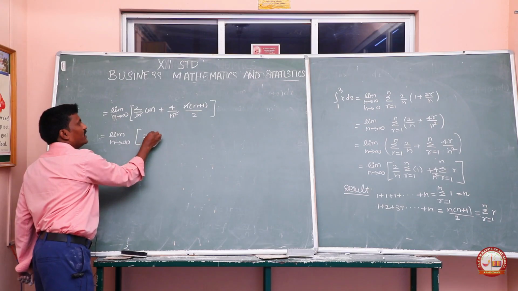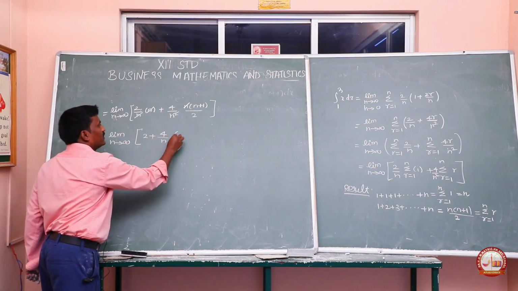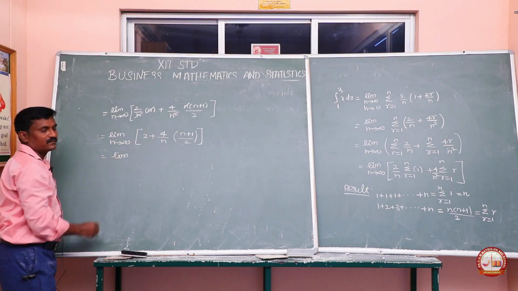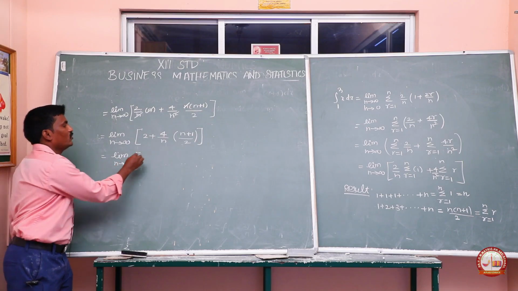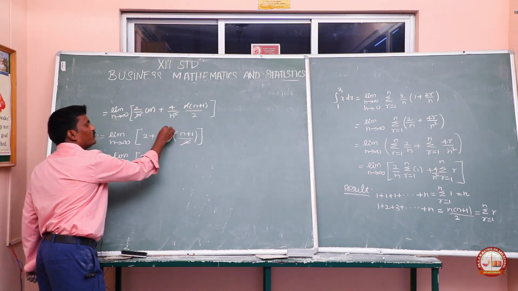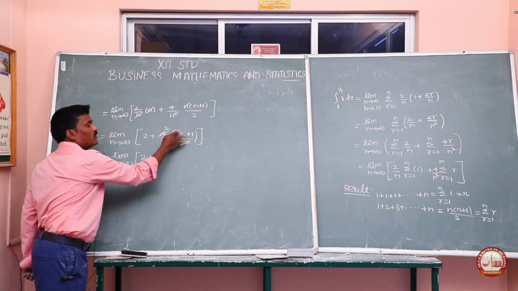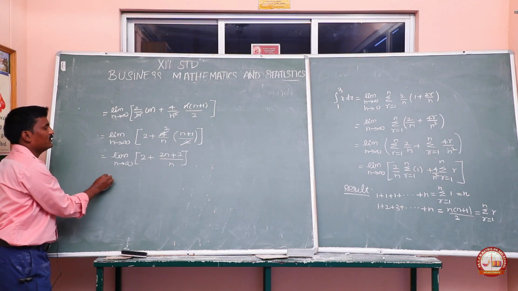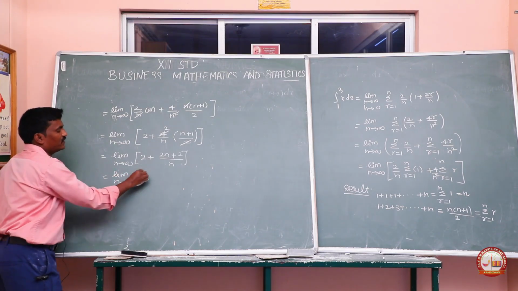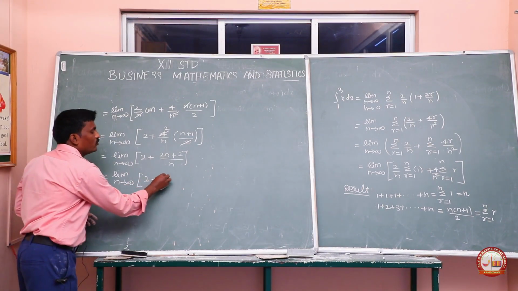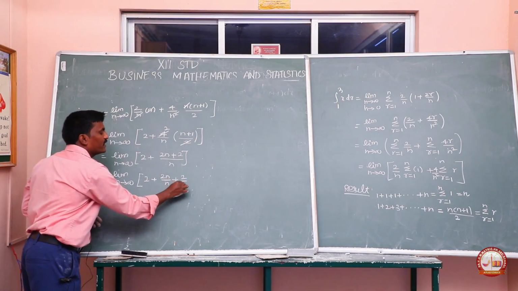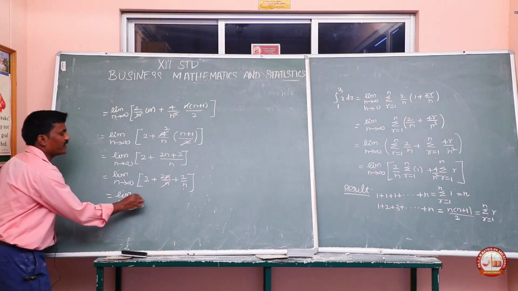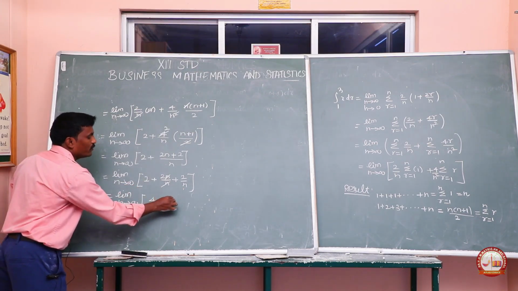2 plus 4 by n into n plus 1 divided by 2, equal to limit n tends to infinity, 2 plus 2, 4 cancel 2 times: 2 by n. Here 2 n's are 2n plus 2 1's are 2, divided by n. Split the denominator: limit n tends to infinity, 2 plus 2n by n plus 2 by n. n cancels. Therefore, the remaining value is limit n tends to infinity, 2 plus 2, 4 plus 2 by n.